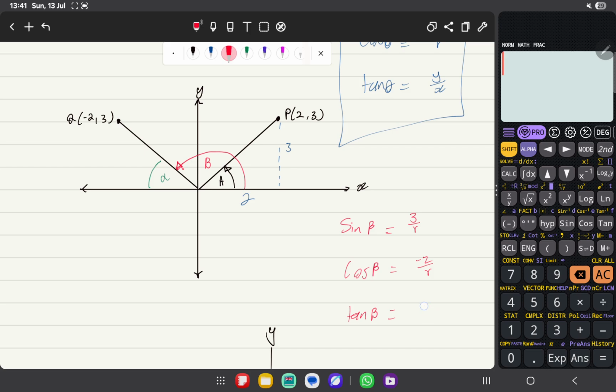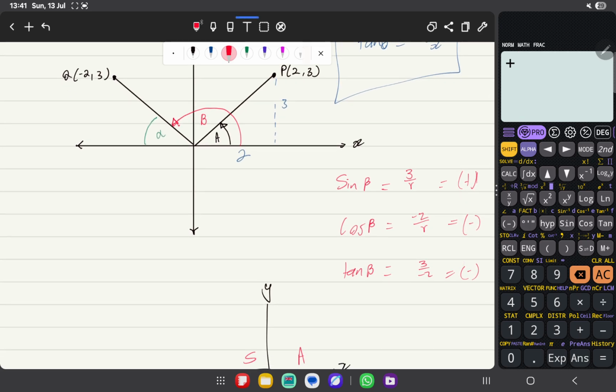Tangent is 3 over minus 2. Right, so you see this one is negative, this one is negative, and this one is the only one that is positive, agreeing with what we said. If we can bring the same line here as well and say, look, here we have minus 2, we have minus 2, minus 3, right?